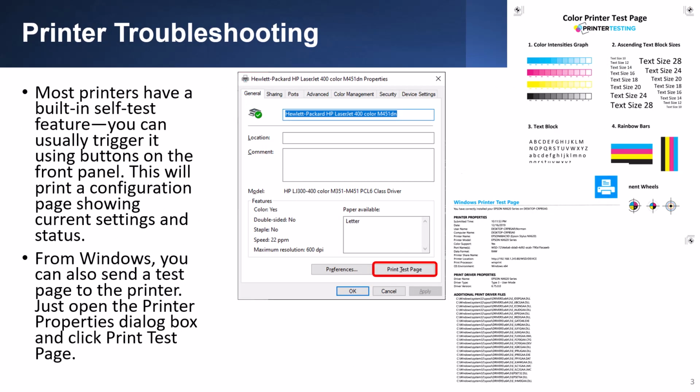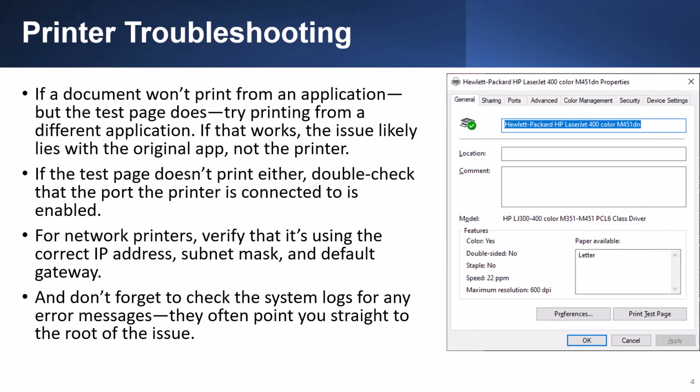Most printers have a built-in self-test feature. You can usually trigger it using buttons on the front panel. This will print a configuration page showing current settings and status. From Windows, you can also send a test page to the printer. Just open the Printer Properties dialog box and click Print Test Page. The document won't print from an application, but the test page does.